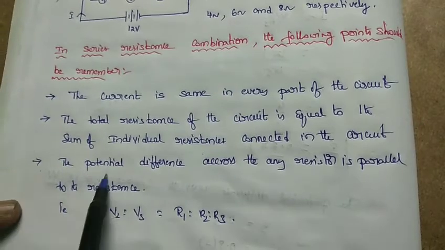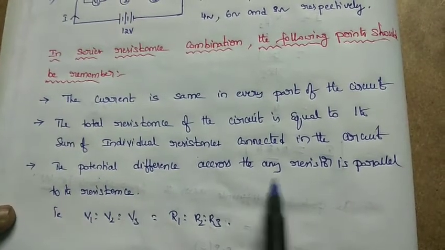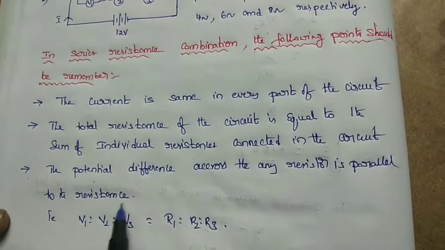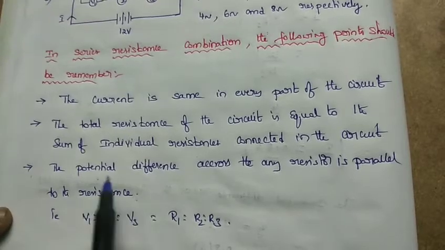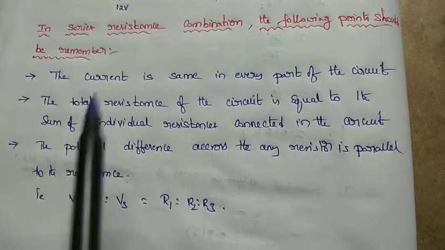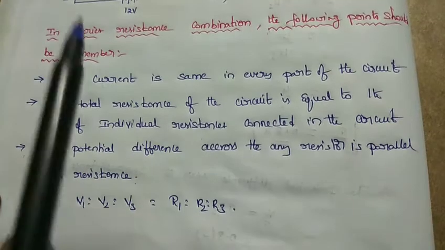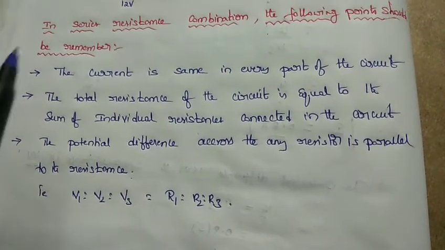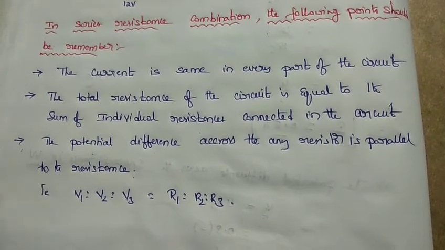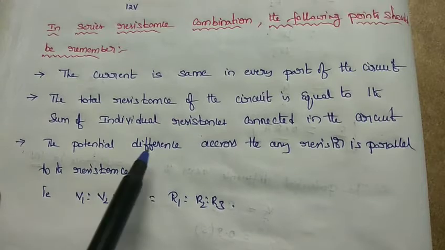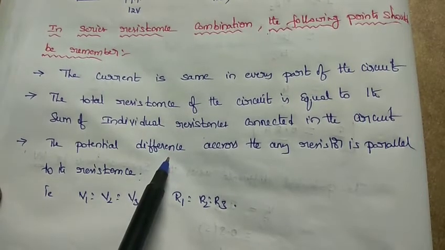See the third point: the potential difference across any resistor is proportional to its resistance. That means the individual potential difference we calculate is by the individual resistance that it carries. So any individual resistor has the potential difference connected in parallel to it, that means a voltmeter, like that.